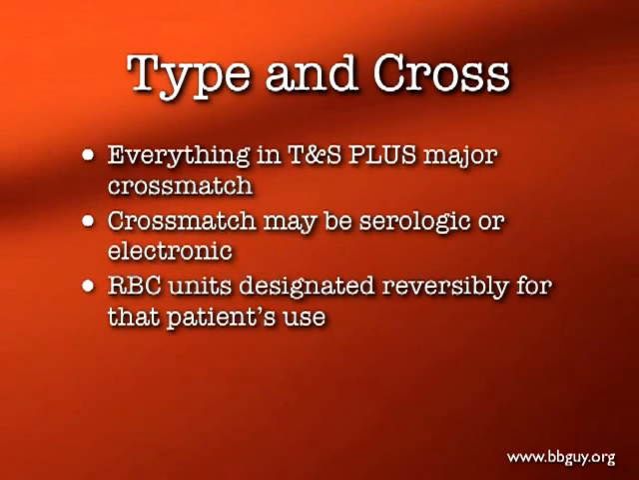significant. Type and cross match, on the other hand, includes everything that we talked about before, plus a major cross match, either serologic or electronic, depending on the patient's history. And then once you do that, red cell units that are designated reversibly for that patient's use are set aside. If they're not used, they can always be re-released into the general inventory. That confuses some people sometimes.